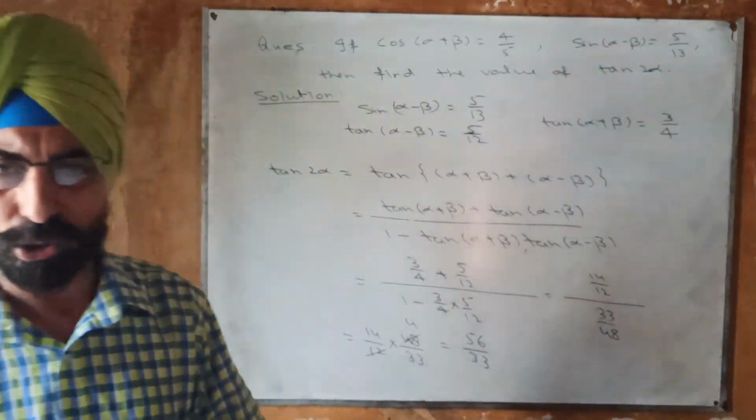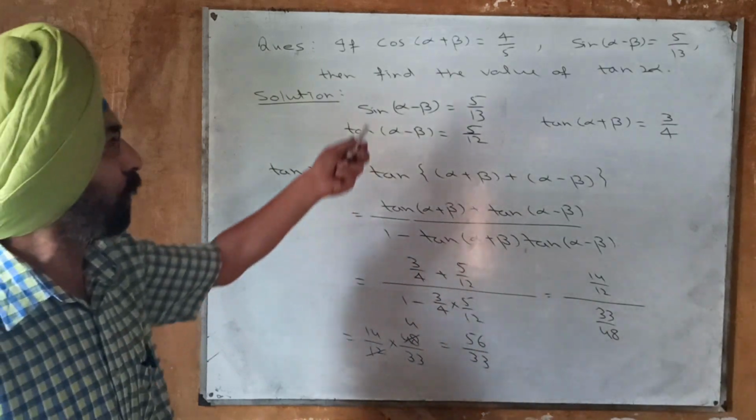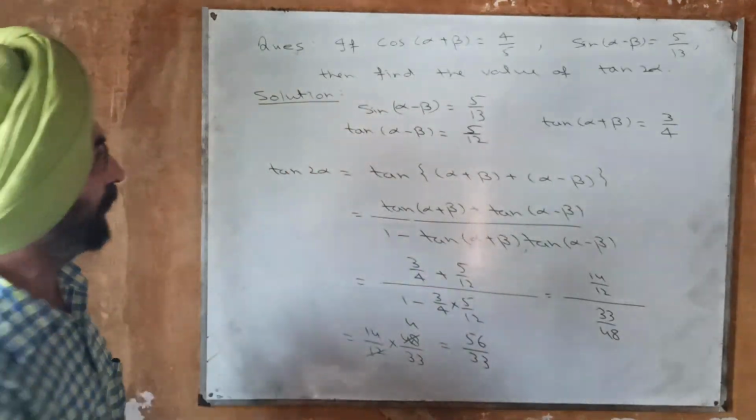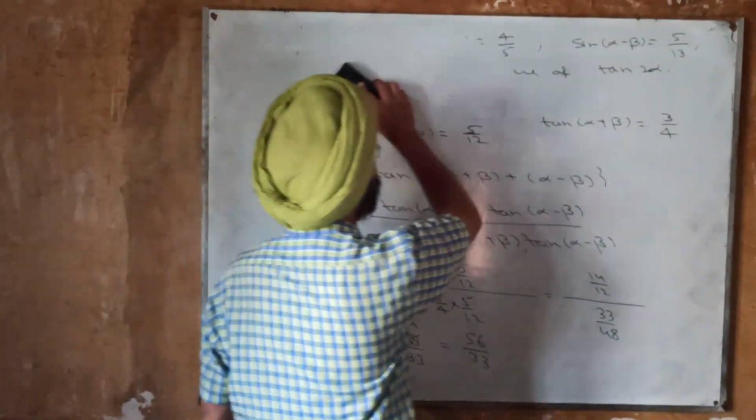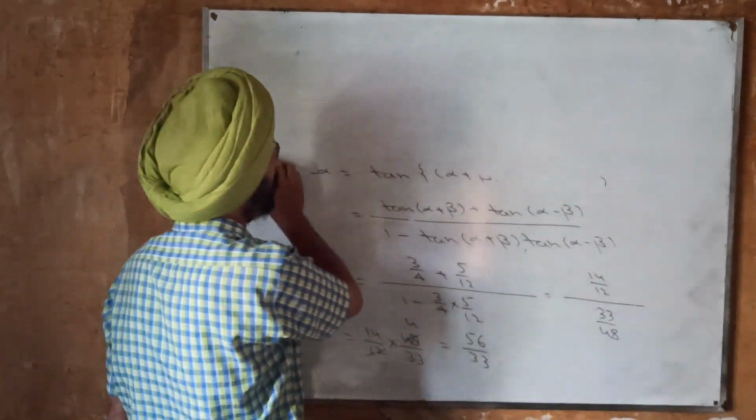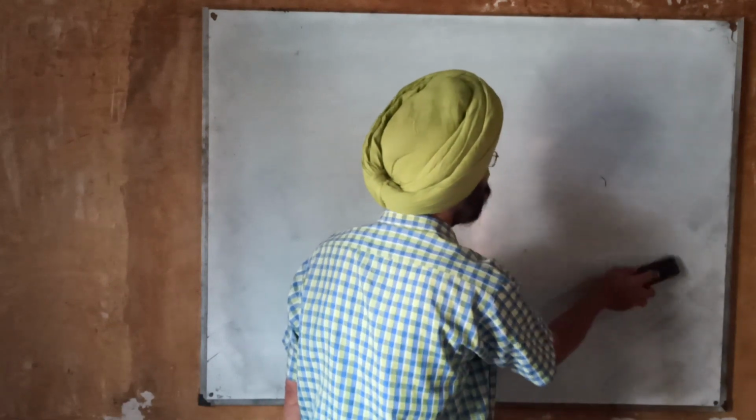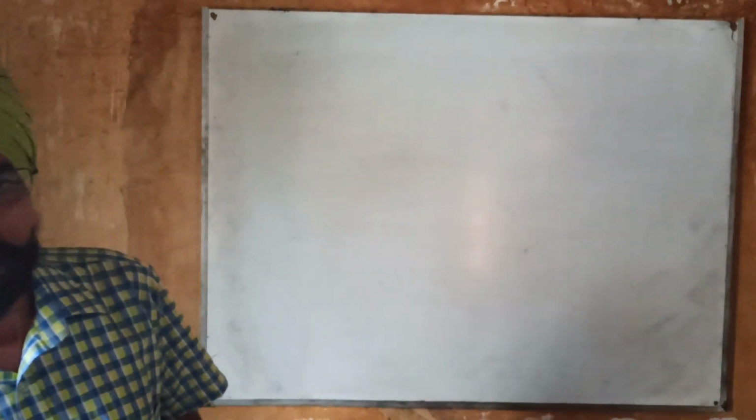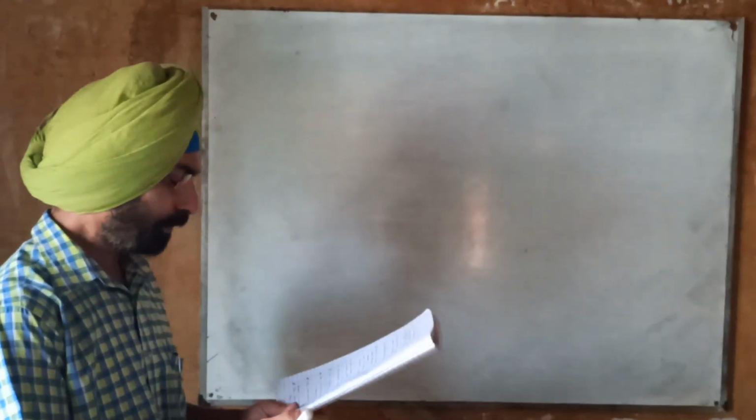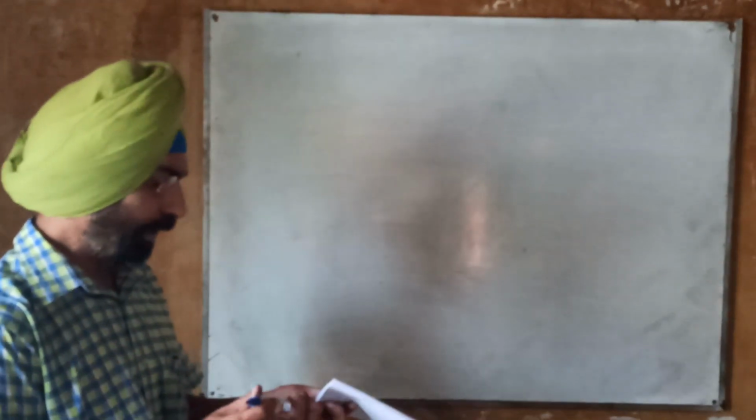So it is the value of tan 2 alpha when given the values of cos(alpha plus beta) and sin(alpha minus beta). So such questions may be a little bit tricky, but not too much, because it is very much obvious that 2 alpha is the sum of the angles alpha plus beta and alpha minus beta. So I am moving now on to another question.